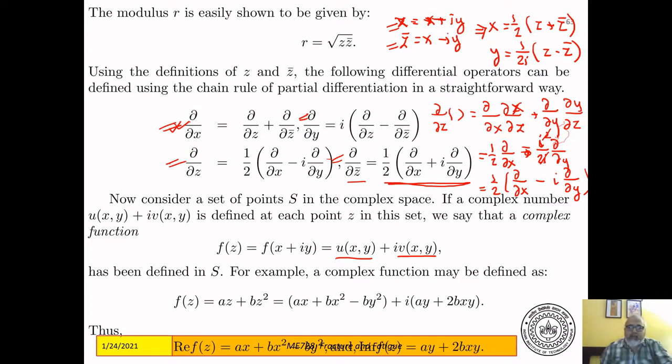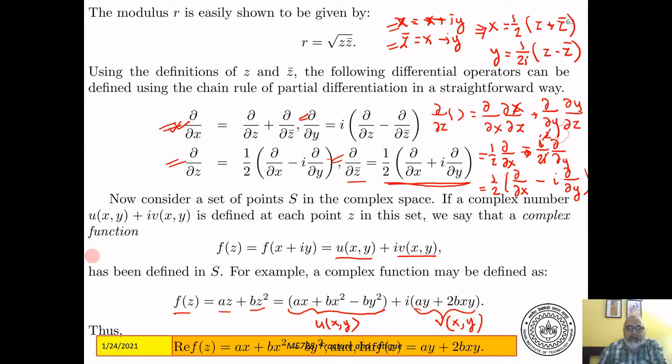Okay, so here's an example. A function f(z) is az plus bz square, where a and b, let's say, are real numbers. In that case, in place of z, I can write x plus iy, and in place of z square, I write x plus iy whole square. And then I can split it up into real parts and imaginary parts. This is pretty simple to do. So this is my u(x, y), and this is my v(x, y).